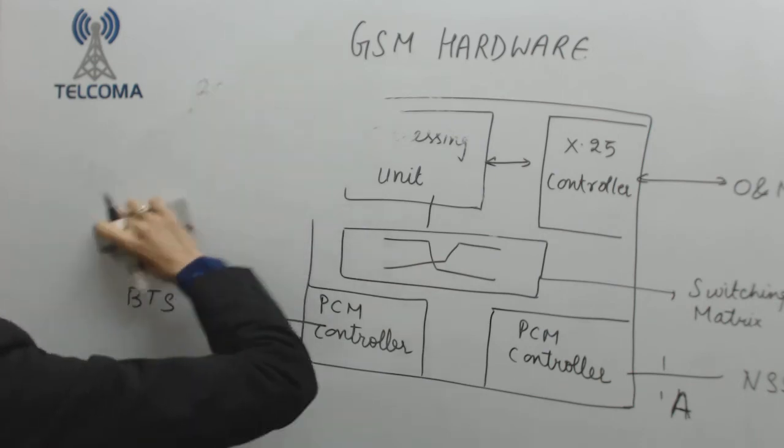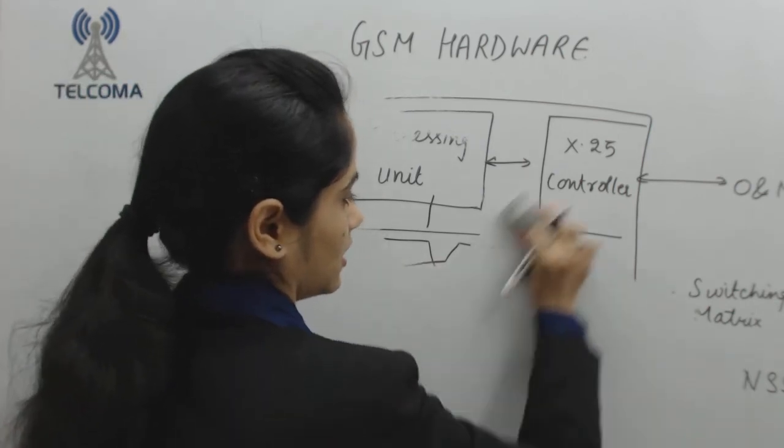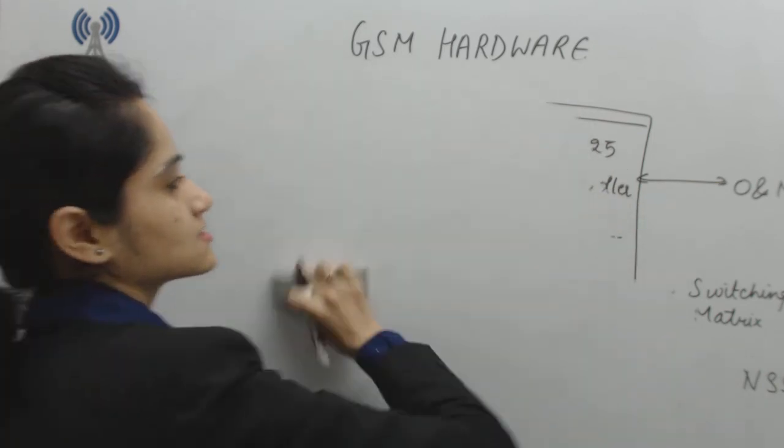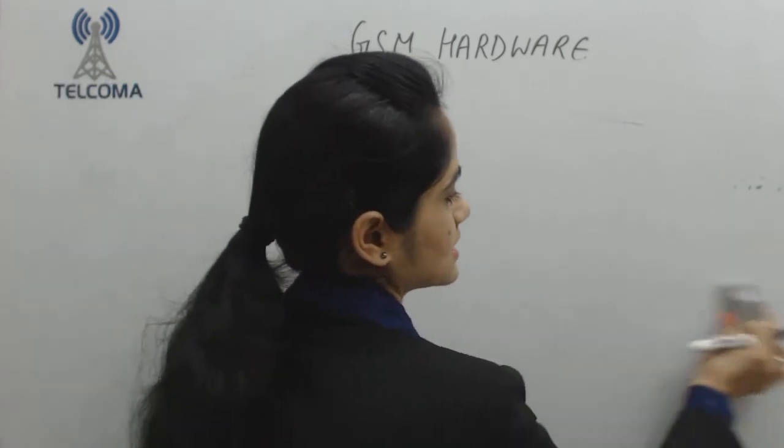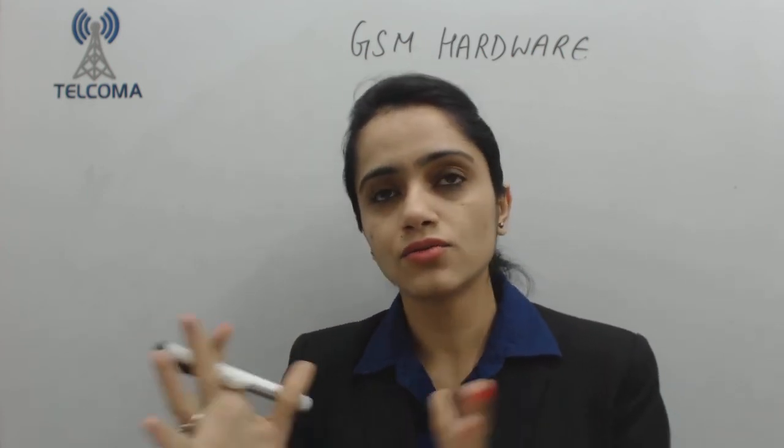Now, coming to the NSS part, in which we have the MSC, HLR, VLR, that means the databases, in which there is storage, processing and switching functionality. Now, as we have 2G BTS, 3G BTS, and now 3G and 4G, companies are making a new BTS that will combine the functionalities together. So they are reducing the hardware cost and making compact BTSs.